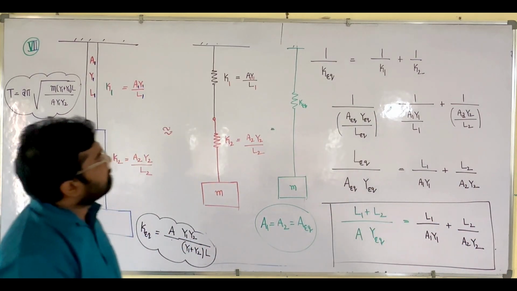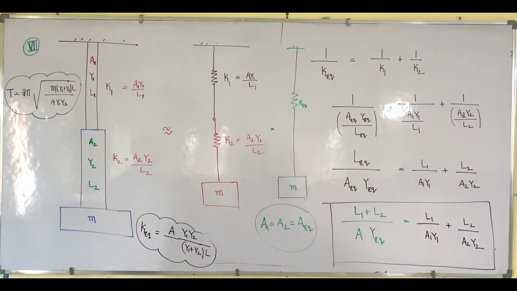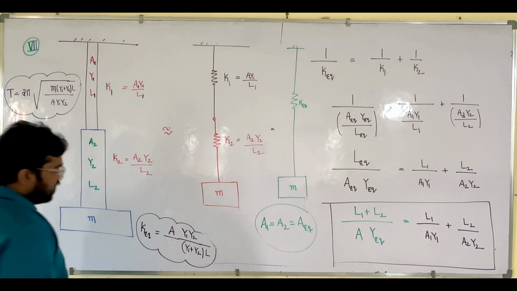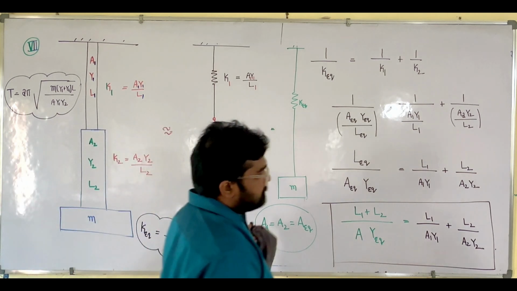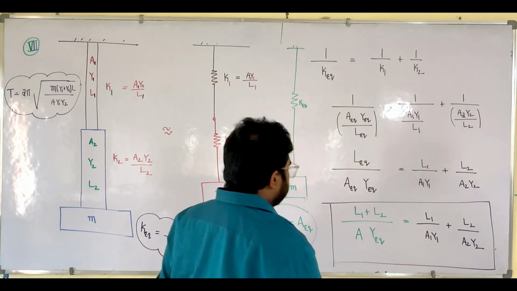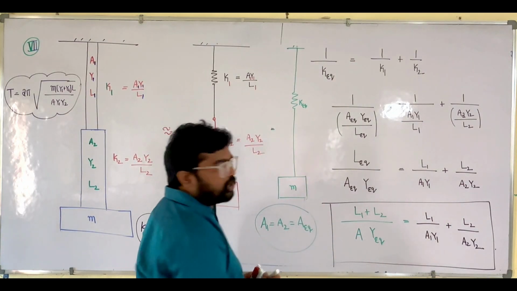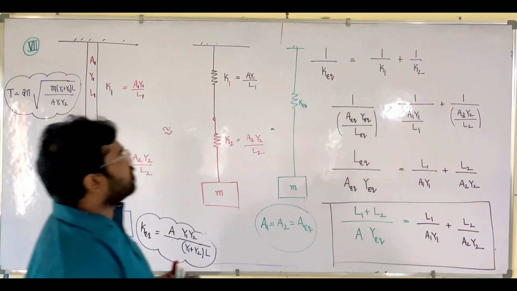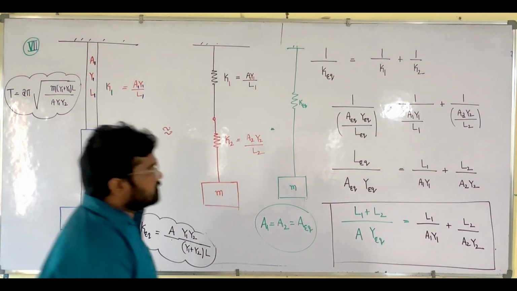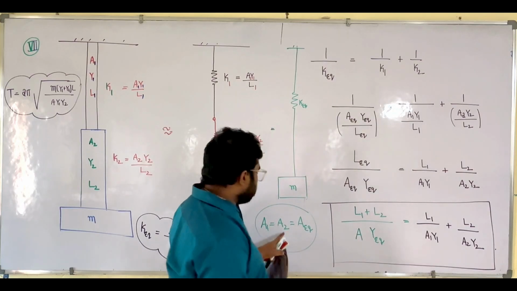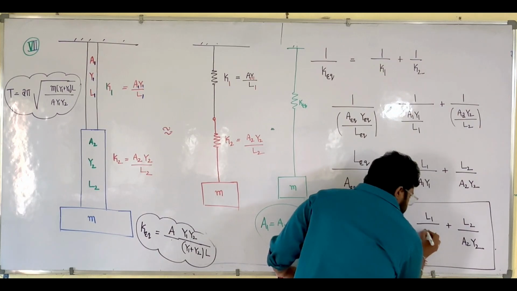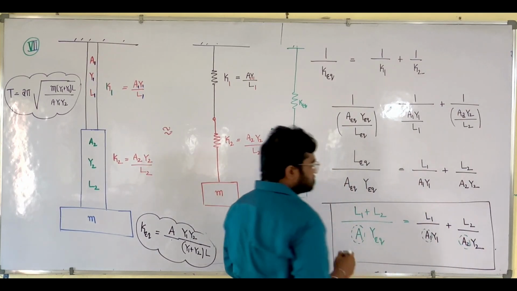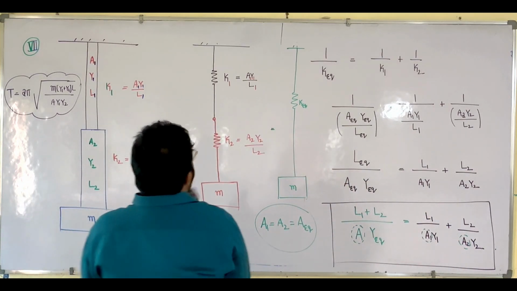Clear? Okay. This is L equivalent. Understood? Here L1 L2 becomes equal to how much? If you substitute this part, what are you getting? A1 A2 equal to A. A1 A2 equal to A, so A gets cancelled out. This part completed.